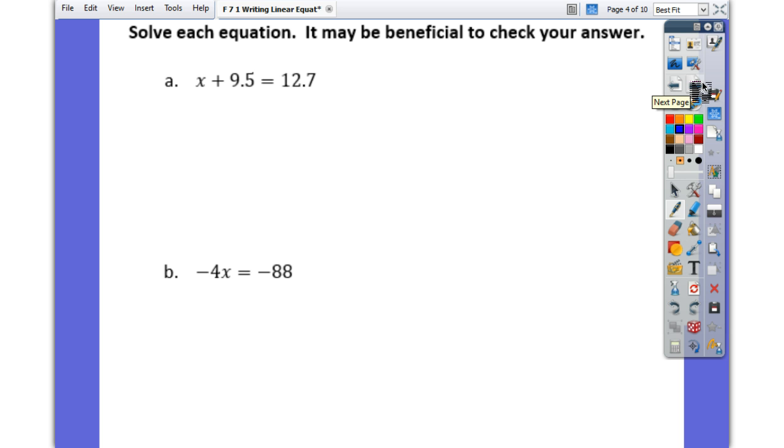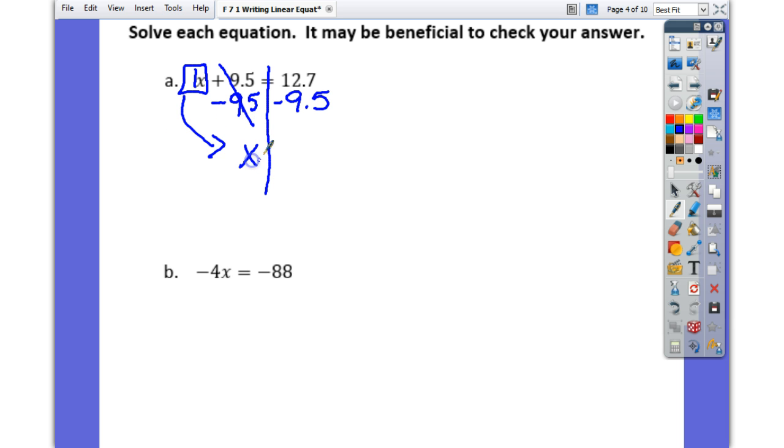Solve each equation. It may be beneficial to check your answer. Always check your answer, and I'm going to let you do it on the calculator. We're going to do this one together to refresh our memory. This is a one-step equation. So we have x or 1x, right? We need to get that all by itself. So we have to red rover, send over, what's the inverse operation of a plus 9.5? Minus 9.5 to both sides. That cancels out, makes 0, so I bring down my x equals, what's 12.7 minus 9.5?